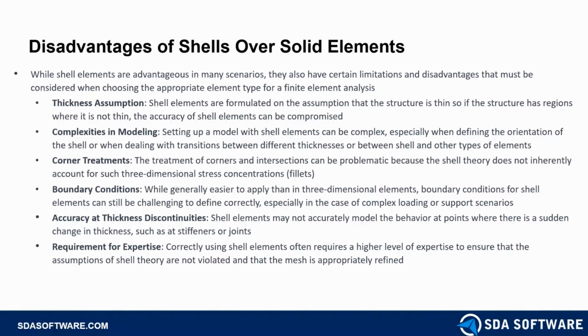Corner treatments, the treatment of corners, and we'll see this later, and intersections can be problematic because the shell theory doesn't account for three-dimensional stress concentrations and fillets, for example. Boundary conditions. With solids, it's pretty straightforward, for example, when doing symmetry, but with shells, it's a little bit more complicated. You have to deal with the rotations. Accuracy at thickness discontinuities. Shell elements may not accurately model the behavior at points where there's a sudden change in thickness, such as stiffeners or joints.